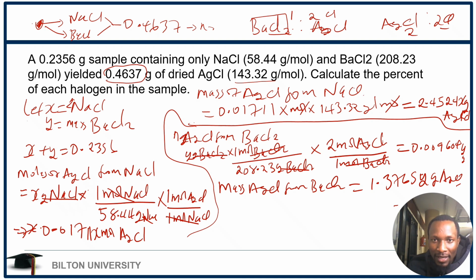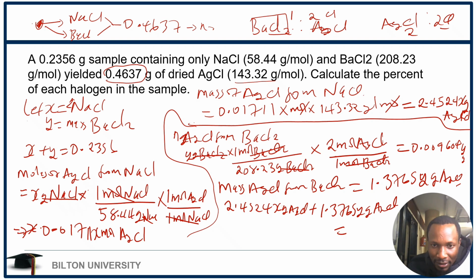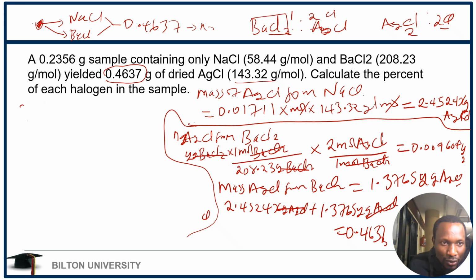And remember, we are told that sodium chloride and barium chloride gave us a total mass of 0.4637. So we can then say that the mass that we got here, 2.4524x gram of silver chloride plus 1.3765y gram of silver chloride is equal to this mass that it produced, 0.4637 gram. So gram of silver chloride can cancel gram of silver chloride.